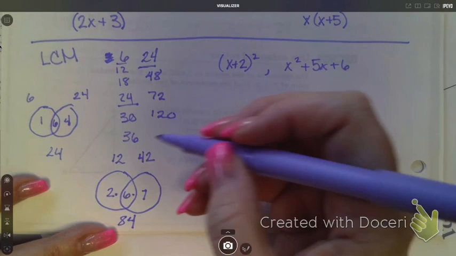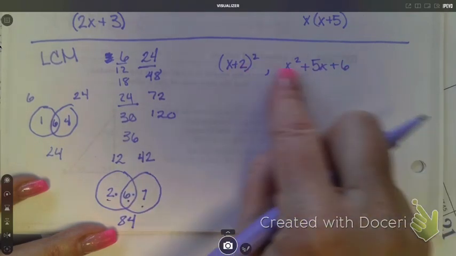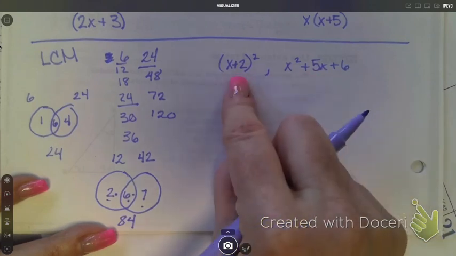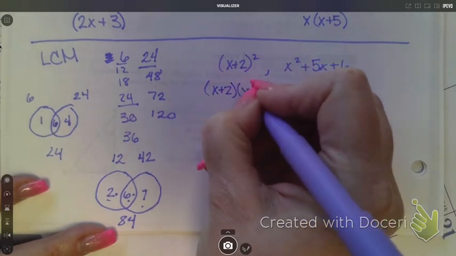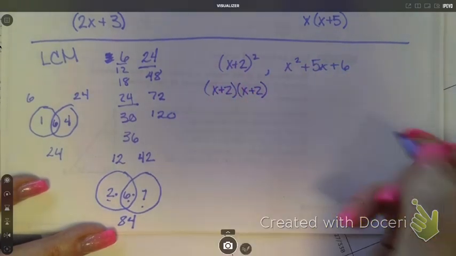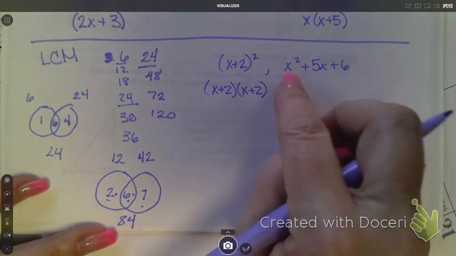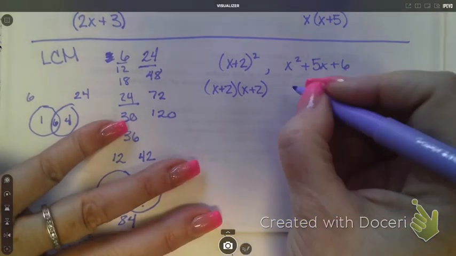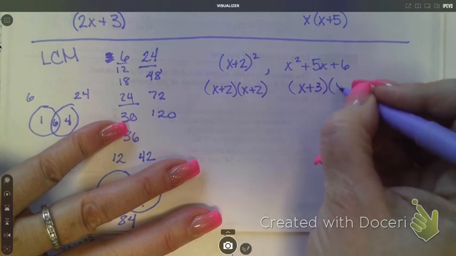Okay? Isn't that a lot easier than listing out your multiples? Yeah. So I had to do factors, didn't I? So what do I have to do to these? Factor them. The one on the left's already factored. It is already x plus 2 and x plus 2, yes? Isn't that what the x plus 2 squared means? Okay. So what's this one? X plus 3, x plus 2.